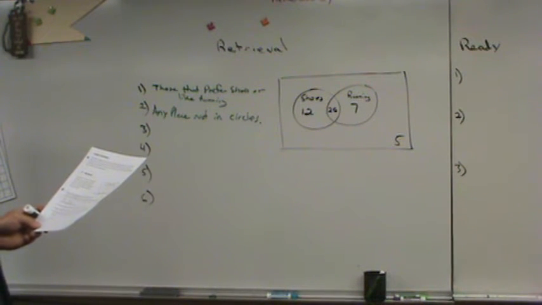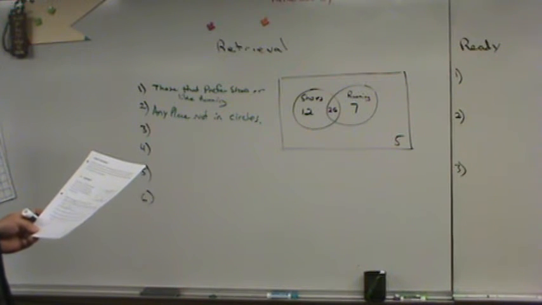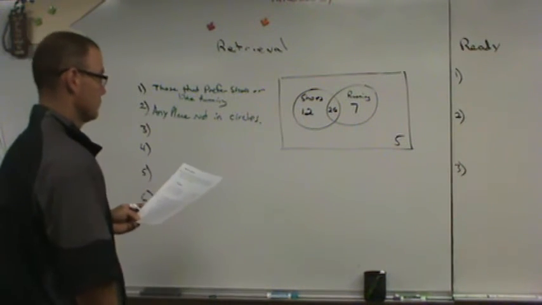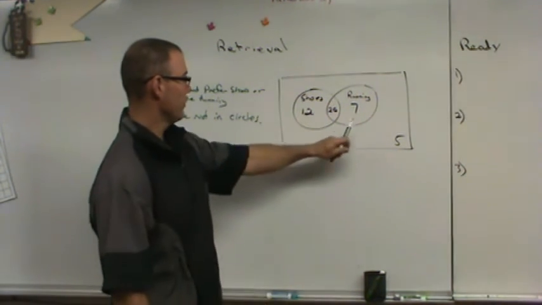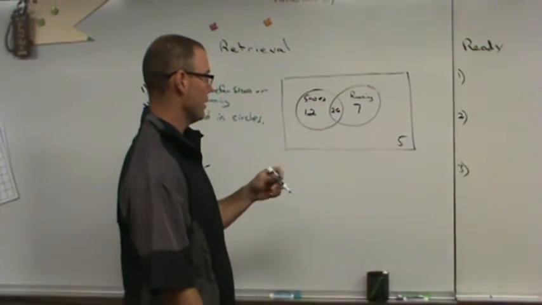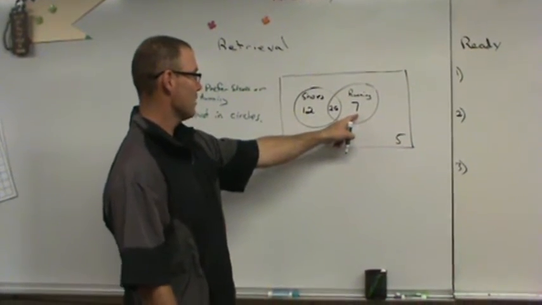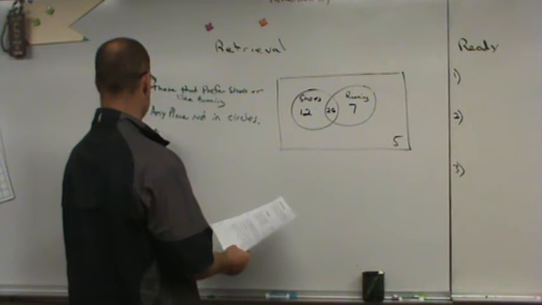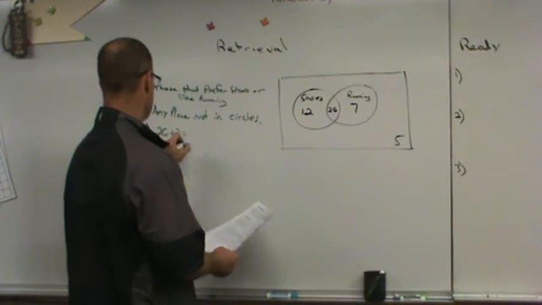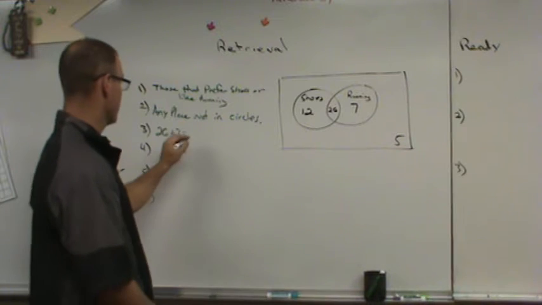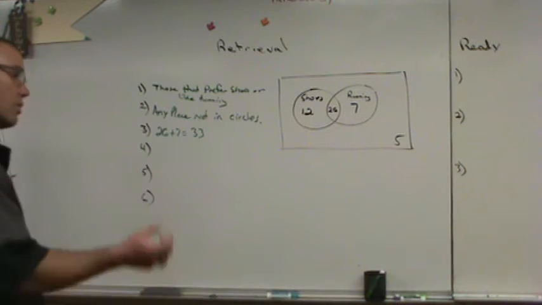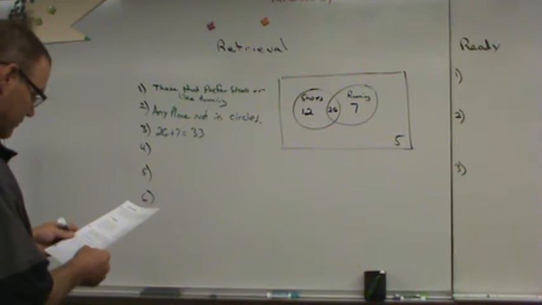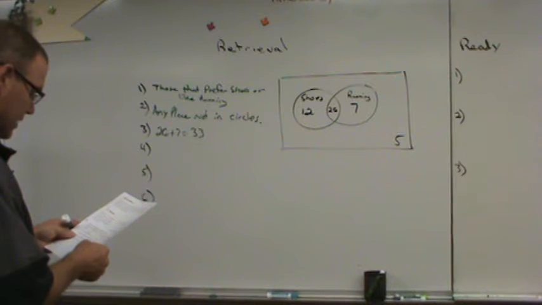How many people prefer running? Well, if you're in the circle of running, you prefer running, right? 7 is not the entire amount of people that prefer running, right? What about the 26? Yeah, they might like shoes, but it just says running. So 26 plus 7. Make sure you show the addition because you're going to get 33. And if you come back and look at this, you're going to go, gee, where did I get 33 from? 26 plus 7.